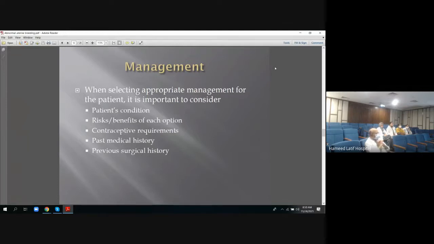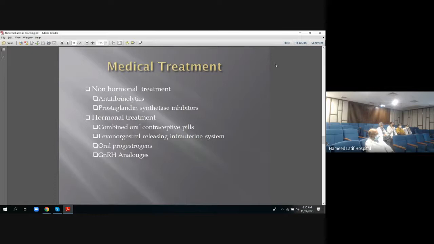When selecting appropriate management for the patient, it is important to consider the patient's condition, risk and benefits of each option, contraceptive requirement, past medical history, and previous surgical history. Medical treatment includes non-hormonal and hormonal treatment.